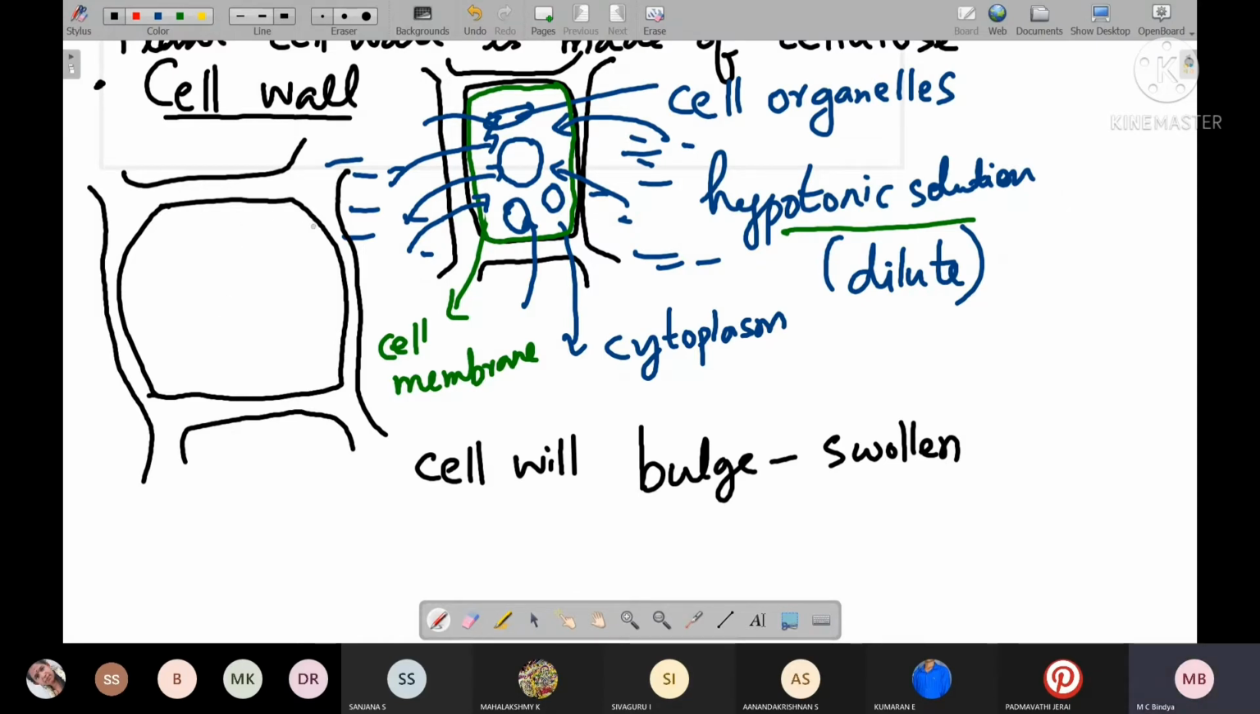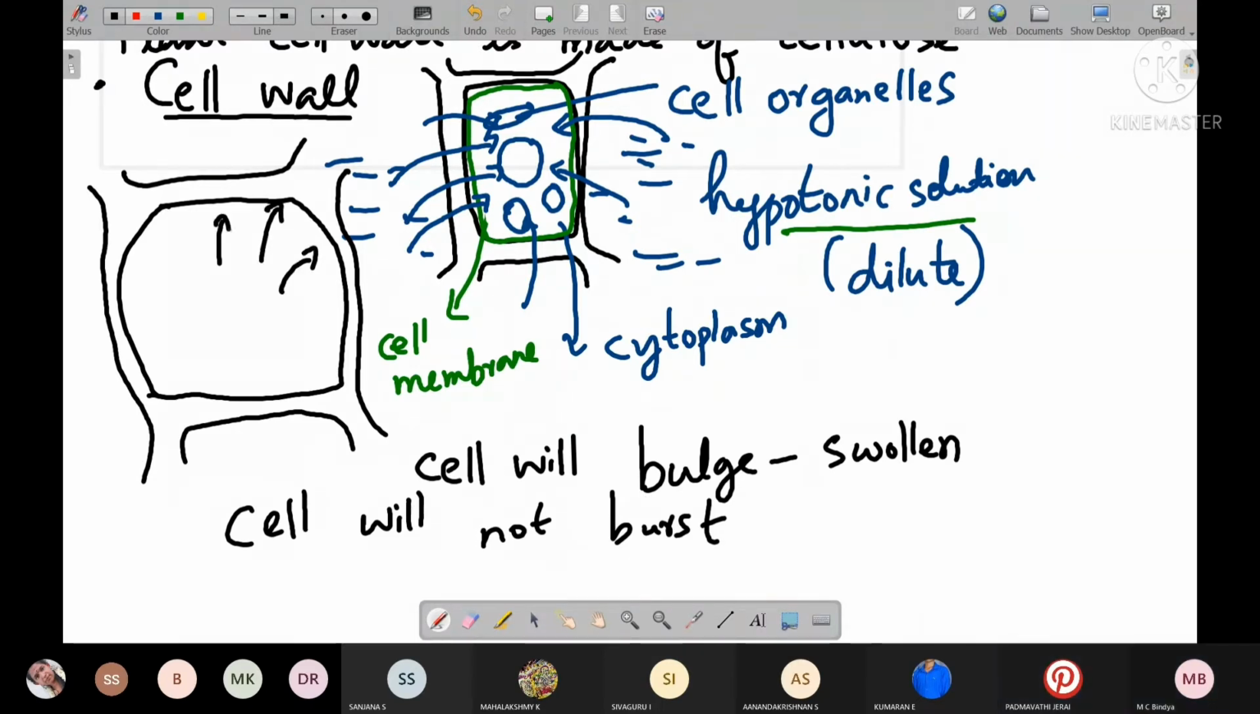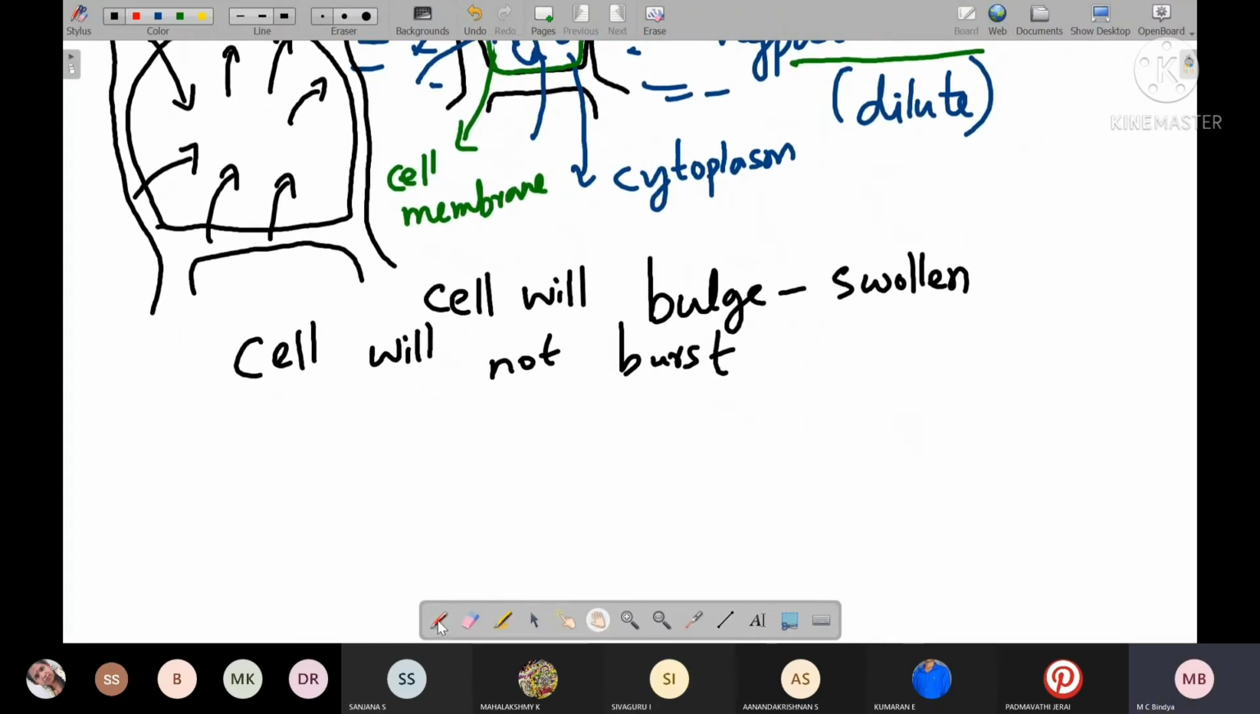Then what happens is it will not burst. Even though it bulges, the cell will not burst. It will not burst like a balloon. Who gave the cell protection? Cell wall. Yes. So when there is a pressure towards the cell wall, then the cell wall will put back pressure. Cell wall will push backside. So because of this, the cell will be protected. It will not burst. That's why we can say cell wall protects.